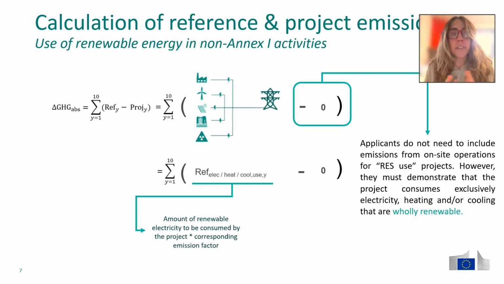Then our third project type, projects aiming to consume renewables in activities not covered under Annex 1 of the ETS directive. The absolute emissions avoidance will be equal to the emissions that would occur to produce that energy using the conventional technology. I mean, it will correspond to the reference emissions, and all project emissions can be disregarded. And this was a simplification introduced last year.